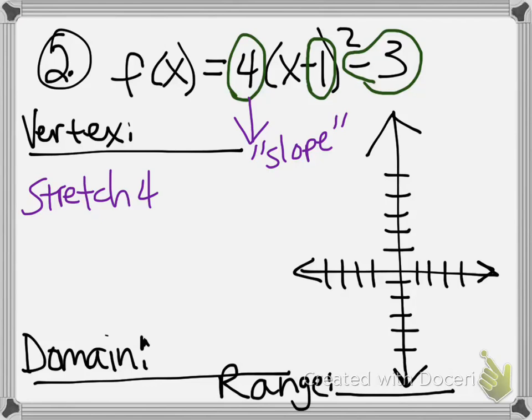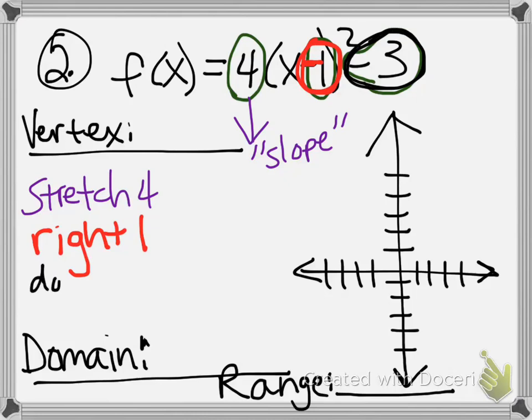The -1 right here is in x world, so anything in x world means we shift either right or left. Since this is -1, -1 means we're going to shift right 1 unit, and then at the end down here, -3, this is the area that tells me whether we shift up or down. So since it's negative, we're going to shift down 3 units.